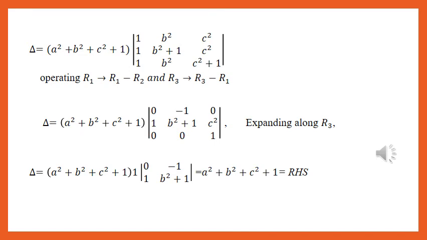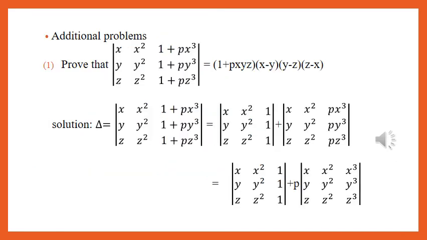So delta is equal to A square plus B square plus C square plus 1 multiply by 1 determinant 0, negative 1, 1, B square plus 1. Its expansion is 1 only. So we have A square plus B square plus C square plus 1. That is equal to right hand side. This sum also very important.